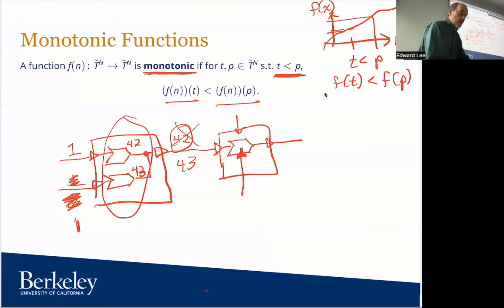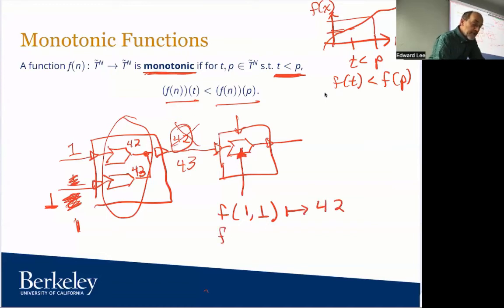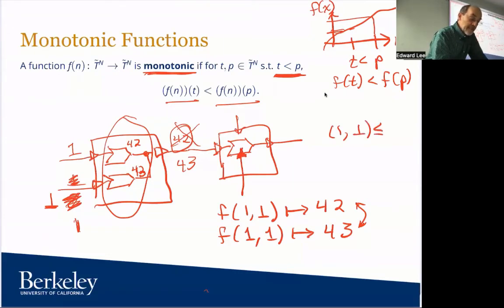As a consequence, let's look at the possible behaviors. Suppose that the downstream reactor could see 42 when this was absent. That would mean that the function when applied to 1 comma bottom yields 42, and the function when applied to 1 comma 1 yields 43. Is that function monotonic? Actually not, because 42 and 43 are incomparable. It's true that 1 comma bottom is less than or equal to 1 comma 1. So that should imply that f of 1 comma bottom is less than or equal to f of 1 comma 1. But in this case, that's not true, because 42 is in fact not less than or equal to 43 in this ordering relation.